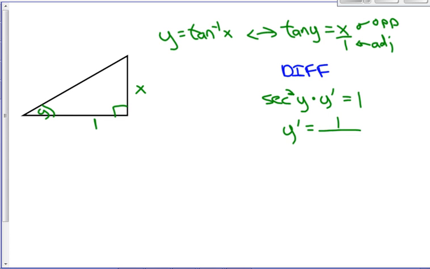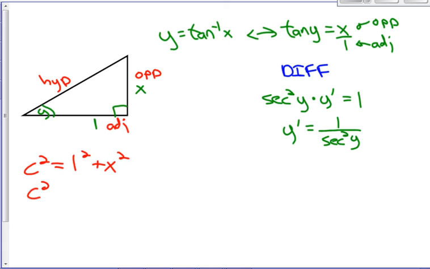Y prime is 1 over secant squared y. And now it just falls to us to figure out what secant squared is. Well, to find that out, we're going to need to know the hypotenuse. So we've got opposite, we've got adjacent. The hypotenuse is over here. I can call it c. So c squared is 1 squared plus x squared, or c squared is 1 plus x squared, or c is root 1 plus x squared. It's bigger than either of the other sides.